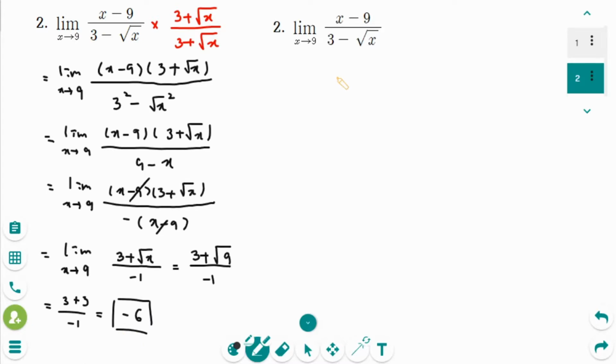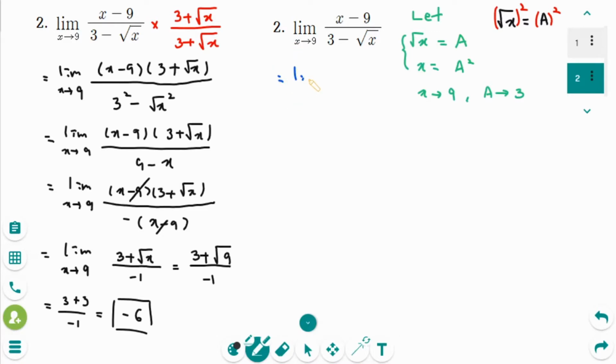The second way is factoring with the substitution. So let square root x be a, and then square each side to get x equals a squared. And x approaching 9 is the same as a approaching 3, because when x equals 9, square root of 9 equals 3.